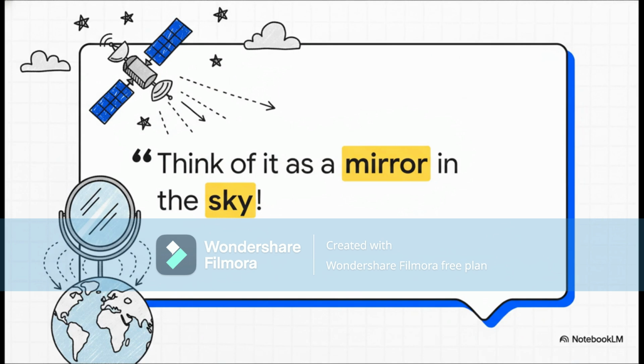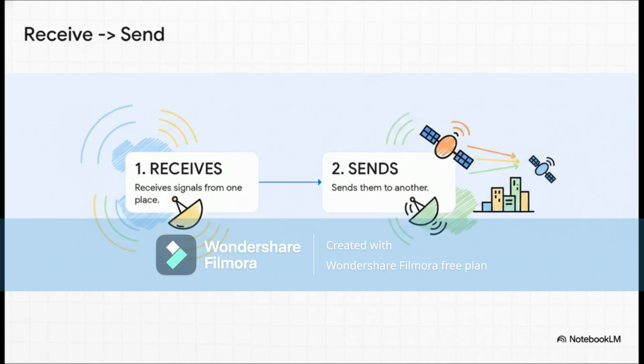The absolute best way to remember this is with this really simple idea. Think of it as a mirror in the sky. That's all it's doing. It isn't making the information, it's just reflecting it, bouncing it from one spot to another. Simple, right? So if we boil it all down, it's just 2 super simple steps. These are perfect to remember. Step 1, the satellite receives signals from one place. And step 2, the satellite sends them to another. That's its whole job, receive and send.